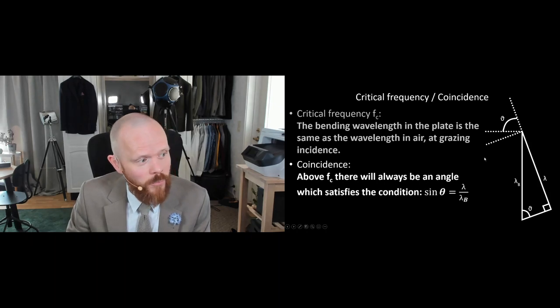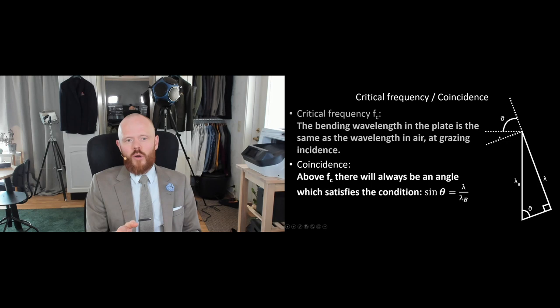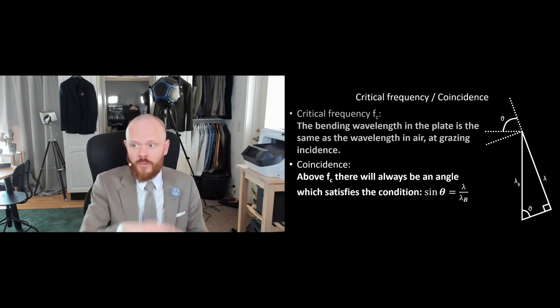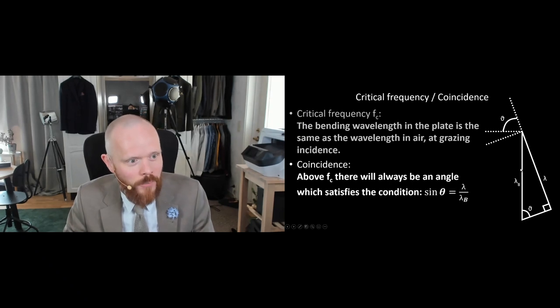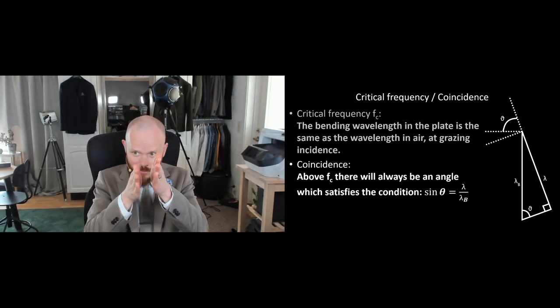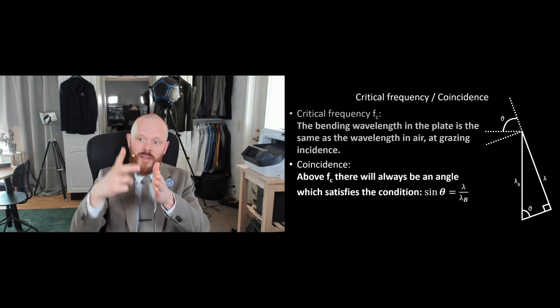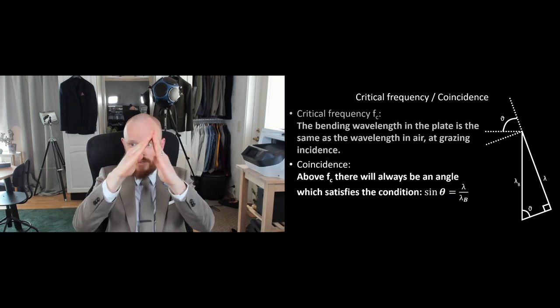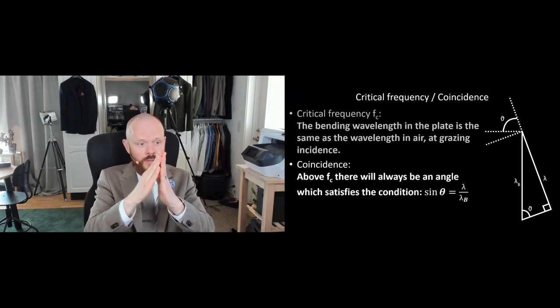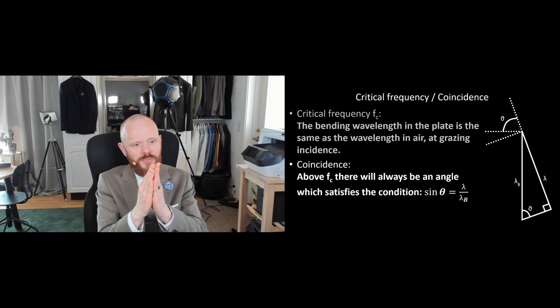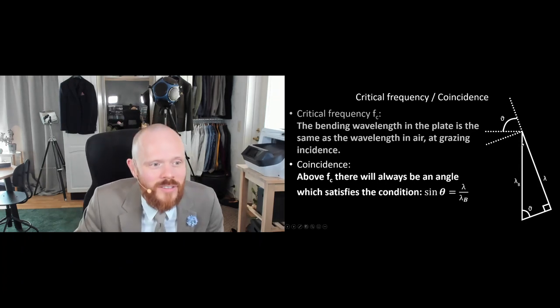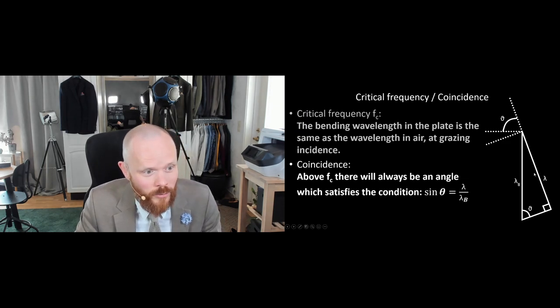So coincidence, that's something that happens when we are above the critical frequency, because there will always be an angle which satisfies the condition sine theta equals lambda over lambda bending wavelength. And here you have the mathematics to prove it. So the first time it happens is when you have grazing incidence, when it's almost parallel, then the lambda is the same. It's like if you take this triangle and you just close it. When theta goes up close to 90 degrees, this little angle becomes almost zero. Then these two lambdas are almost the same.